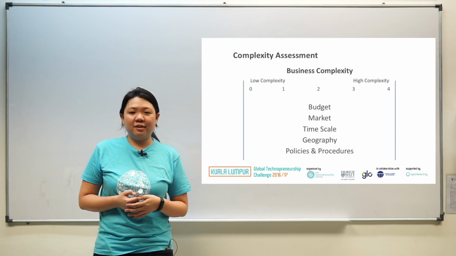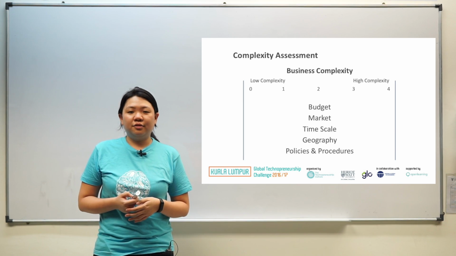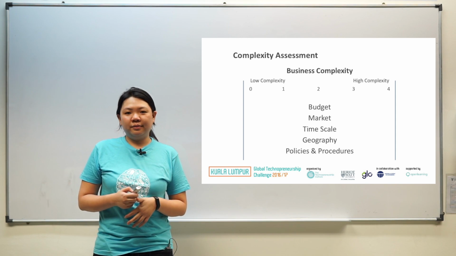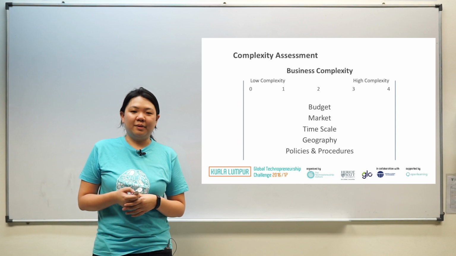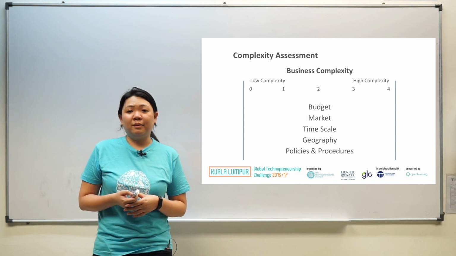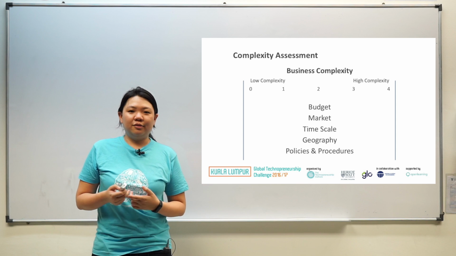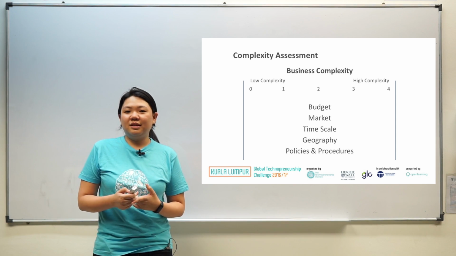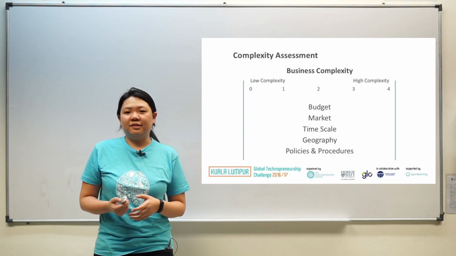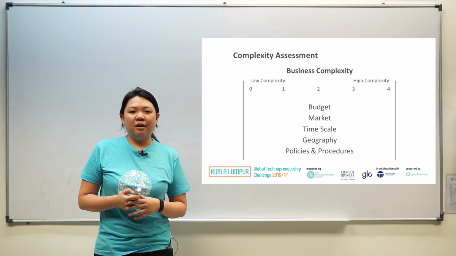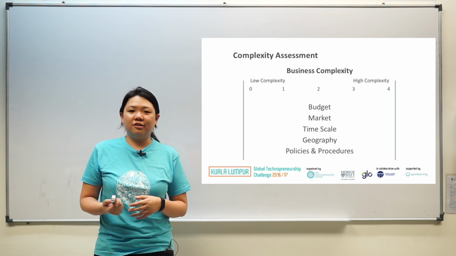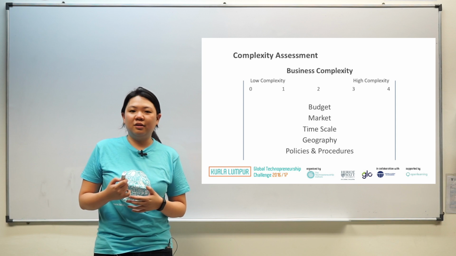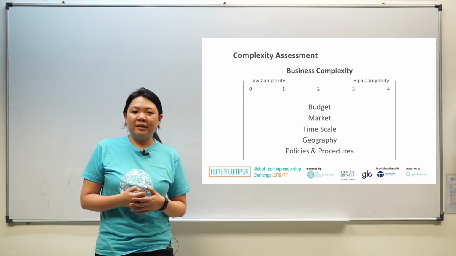For business complexity, there are also 5 sections. The first is budget. Do you have enough budget to carry out your solution? If not, where will you get your budget? If it's difficult, then it will be a high complexity. It's also important for you to see where your market is and the condition of the market. If the economy is favorable, then it would be a low complexity. Another one is the time scale. How long do you have to manufacture your solution? If it's a shorter time, it will have a higher complexity. If it's a longer time, it would be a lower complexity.